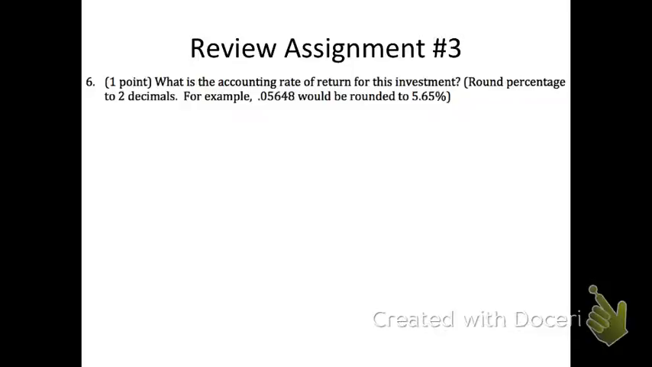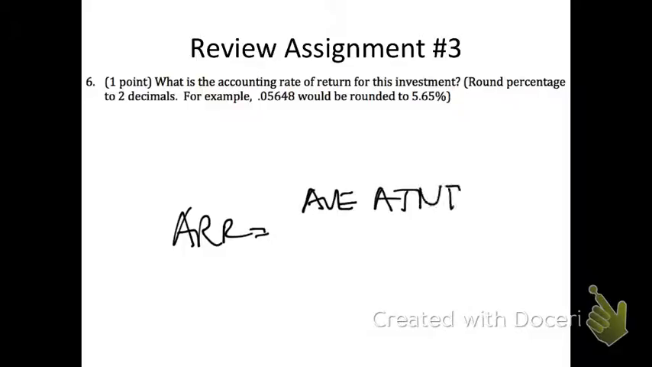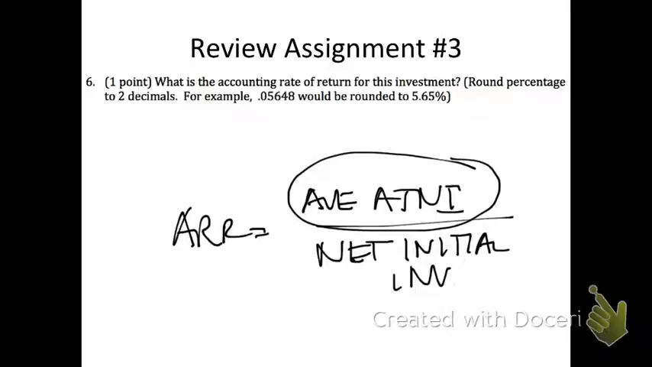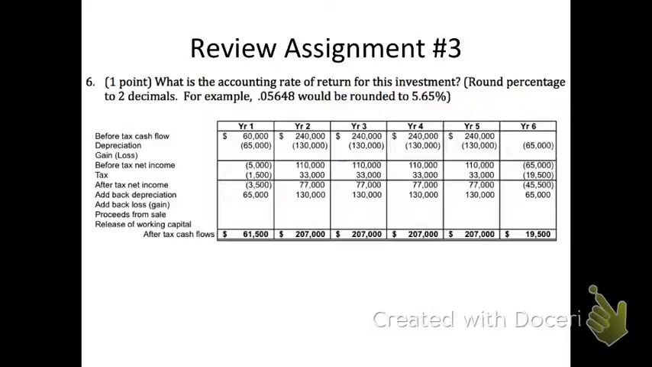All right, so what is the accounting rate of return for this investment? The accounting rate of return is equal to the average after-tax net income divided by that net initial investment. And so what you have to find is the average after-tax net income. This is not your tax flows. So if you go through and calculate this, you can see I have 6 years up here. And so you see that you have your half year of depreciation in the first year, your half year of depreciation in the 6th year.